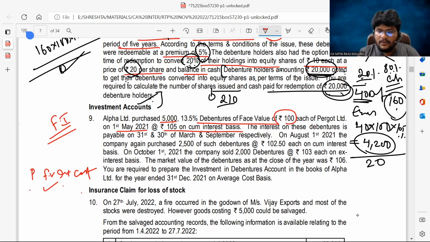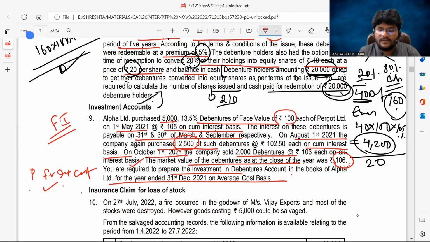Am I right? The interest on these debentures is payable on 31st March and 30th September respectively. That is, 31st March is one due date, 30th September is another due date. On August 1st, 2021, the company again purchased 2,500 debentures on cum interest basis. On October 1st, the company sold certain debentures on ex interest basis. Market value of these debentures at the close of the year was 106, which is the closing market value of investments. We are required to prepare the investment in debentures account in the books of Alpha Limited for the year ended 31st December 2021 on average cost basis.